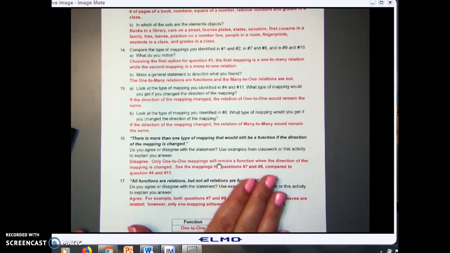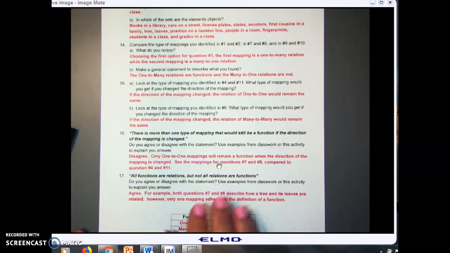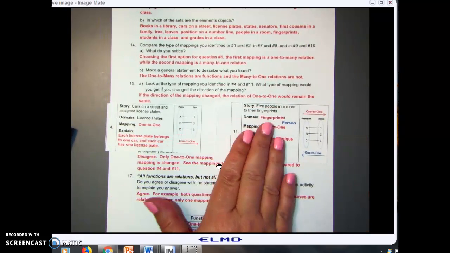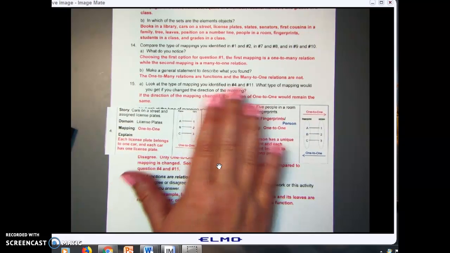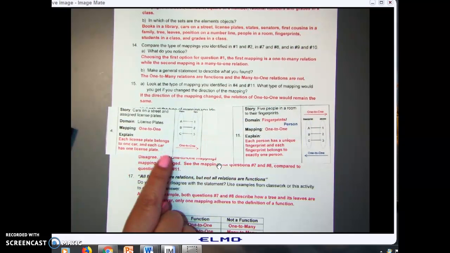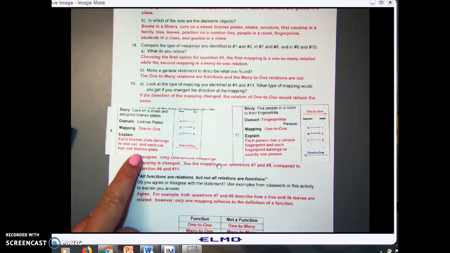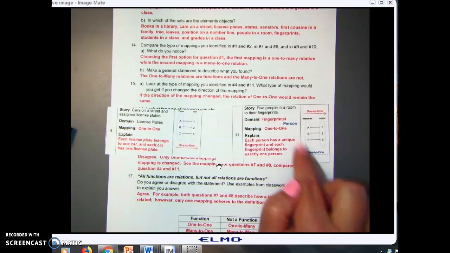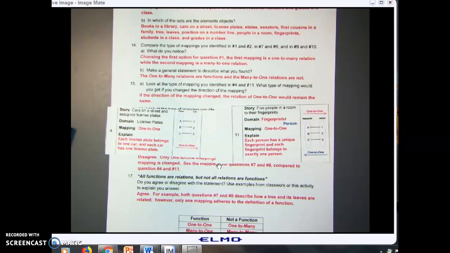So then looking at question number 15, they're asking us to take a look at question number 4 and question number 11. And it says, what type of mapping would you get if you changed the direction of the mapping? So right now the mapping here is going from left to right, and on this one it's going either direction because we gave you an option, right?